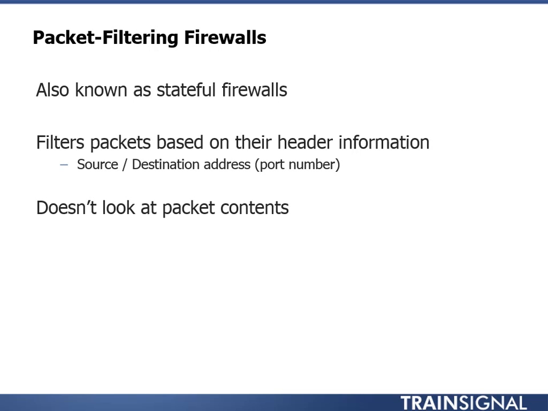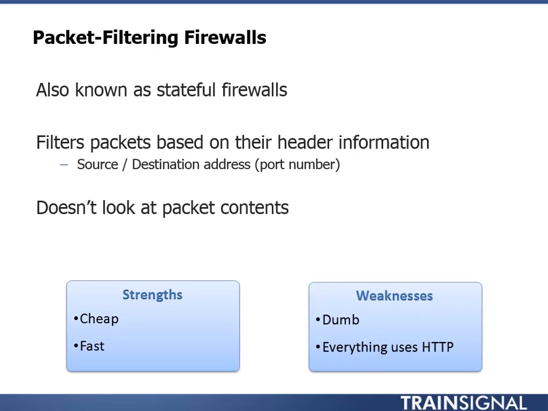They have no idea. They only know the source and destination IP address and the source and destination port number. They might be able to tell that it's probably an HTTP request, but they don't know what you're requesting. Packet filtering firewalls are good because they're fast and cheap. And they're bad because they're kind of dumb. They don't look at the packet contents.